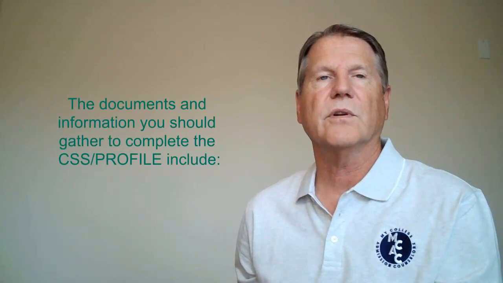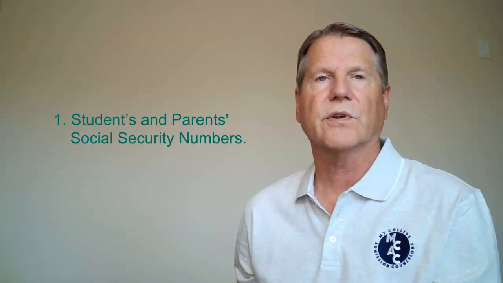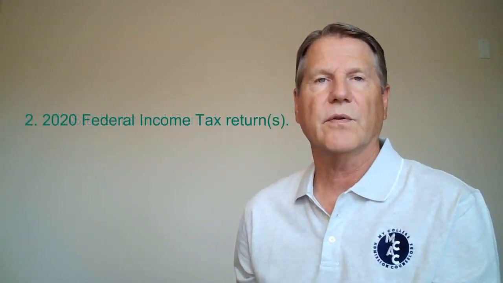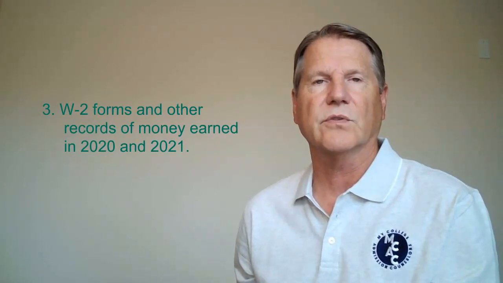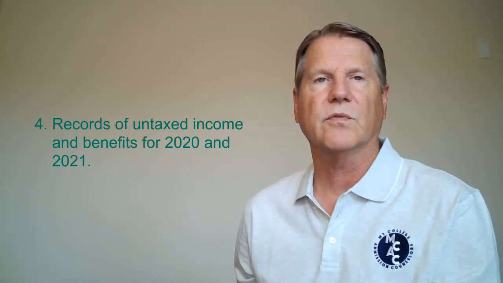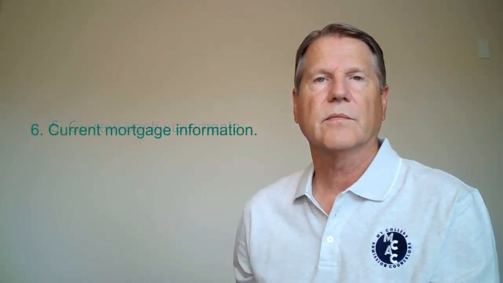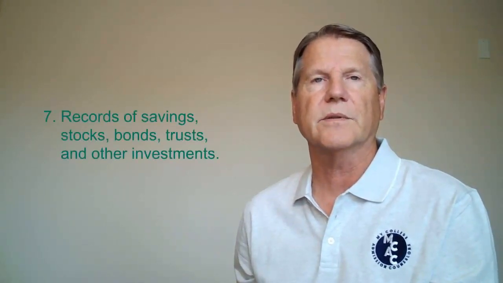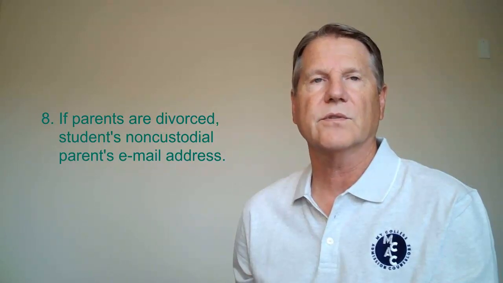The documents and information you should gather to complete the CSS Profile include students' and parents' Social Security numbers, 2020 federal income tax returns, W-2 forms and other records of money earned in 2020 and 2021, records of untaxed income and benefits for 2020 and 2021, current bank statements, current mortgage information, records of savings, stocks, bonds, trusts, and other investments, and if the parents are divorced, students' non-custodial parents' email address.